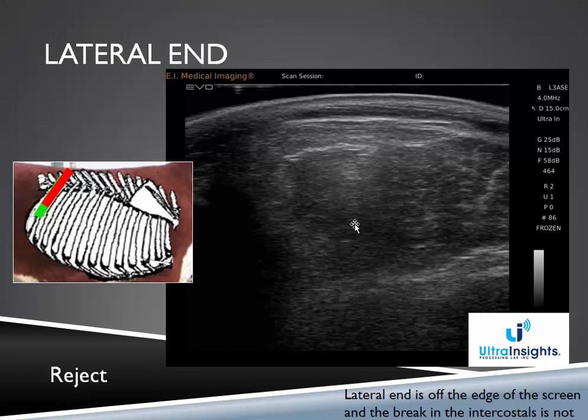In this case, the field technician collected the image, the probe was placed too high. In the lateral end, which is down here, medial lateral, the lateral end is completely off the screen. So we can't see the break in the intercostals. It could be out here, the lateral end could be out here, but it would be total guesswork to process this image. So we reject it and don't report a data point.